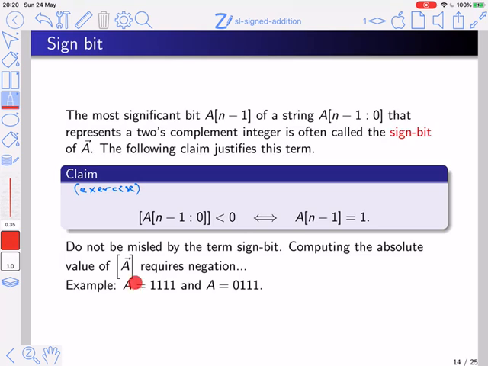So if I look, for example, at this part, it is not that A represents minus 7. In 2's complement representation, the all 1 string represents minus 1, whereas A here represents, of course, 7. Good.